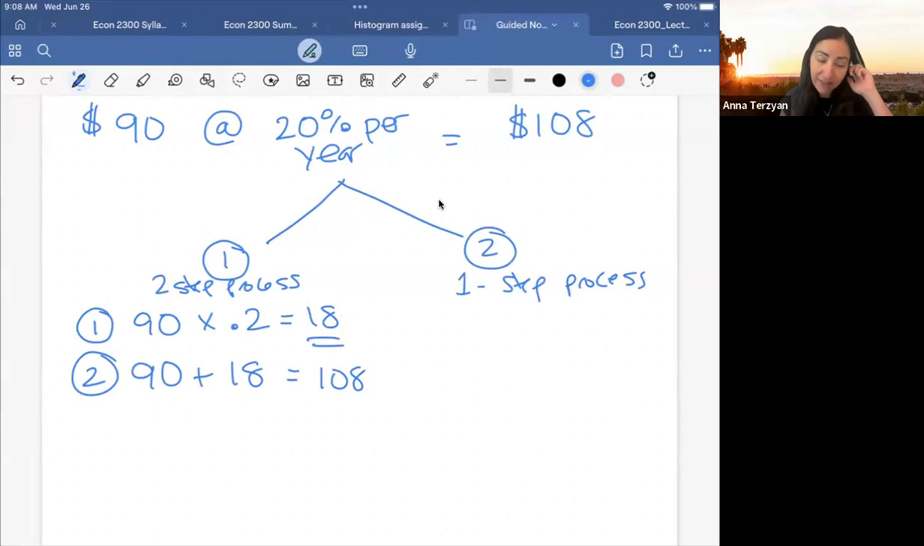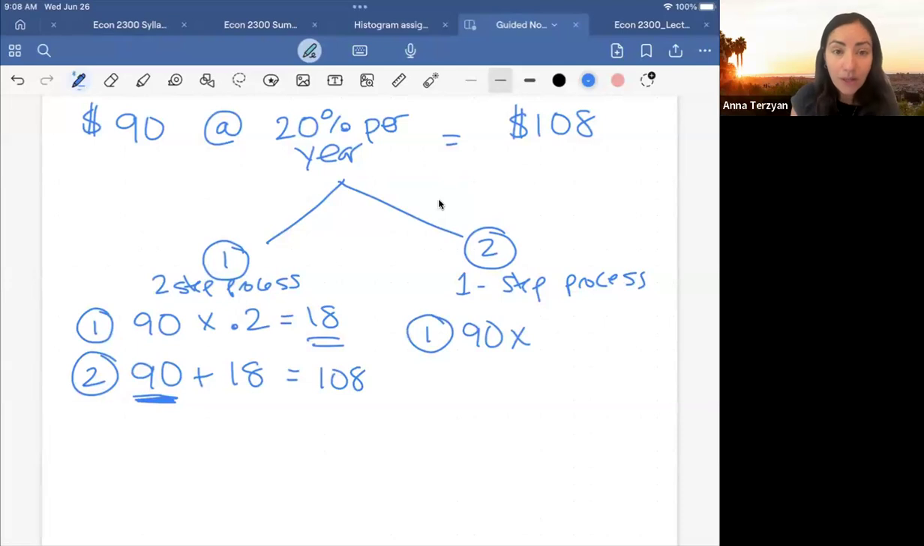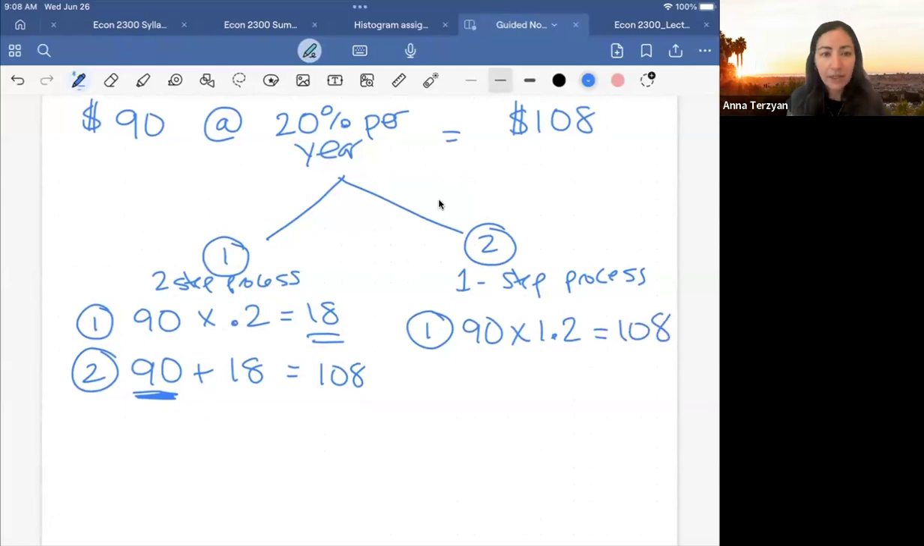Do you know how you can simplify this two-step process? What you can do? This 90 here, we can embed straight back into that first equation. Instead of doing 0.2, we tell the equation: take 90 and keep it there, but also add 20%. To do that, you simply do 90 times 1.2, because that 1 holds the 90, and then you add the other 18, so you get to 108 directly.